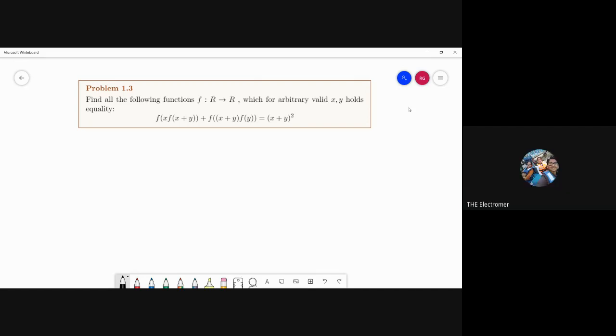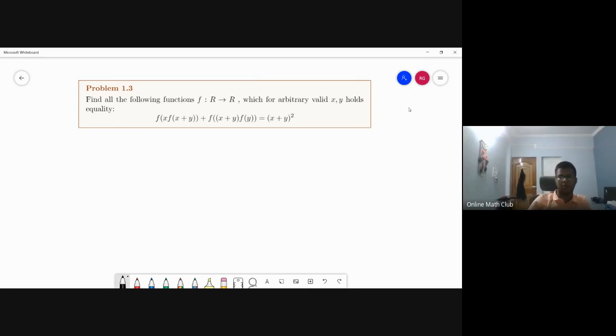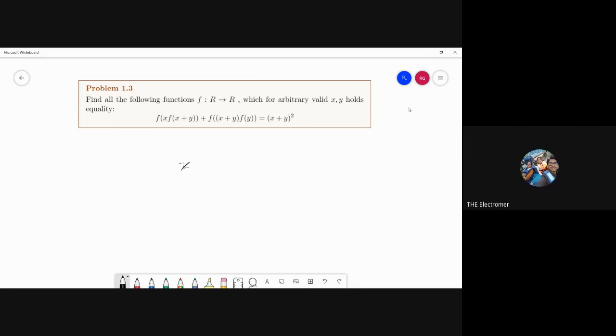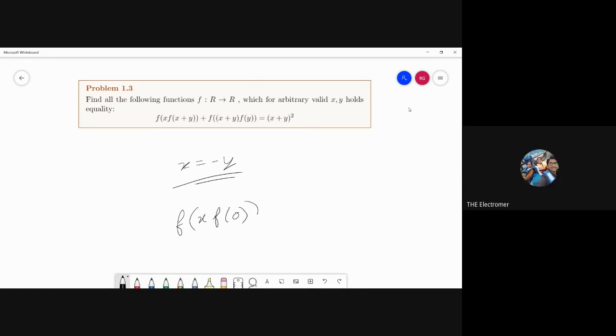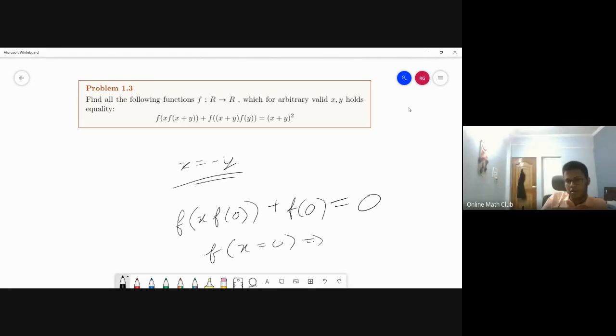The most obvious solution is x equal to minus y. Ah, interesting. Okay, x equal to minus y. There are so many x plus y. So f of 0 equal to 0. It's f of x into f of 0, so plus equal to minus f of 0. Put x equal to y equal to 0 and you get f of 0 equal to 0. Okay, x equals 0 implies f of 0 is 0.